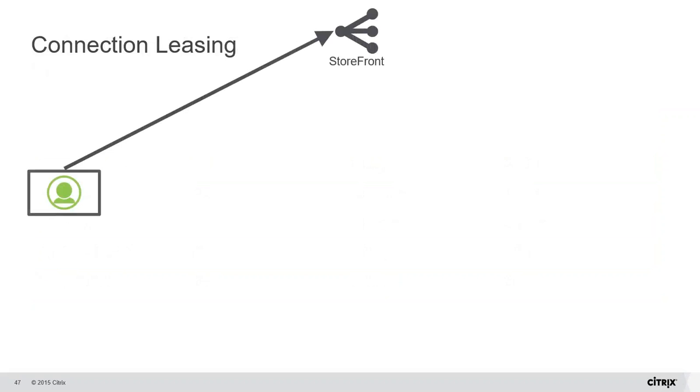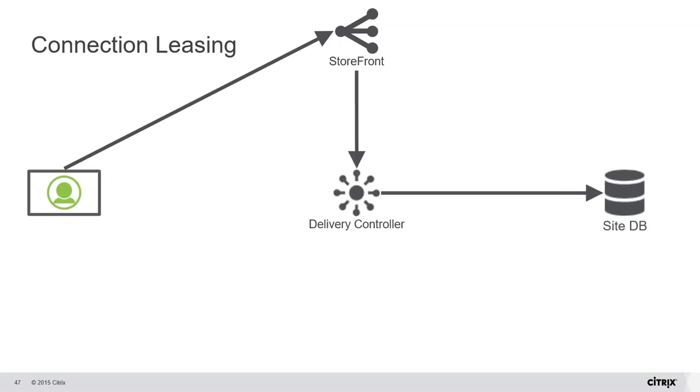So part of this, I mentioned that if the WAN link goes down, what happens? And this is this whole connection leasing technology that's been built in. So a user is going to connect to Storefront. Storefront talks to the delivery controller to get a list of resources. In order to do that, it talks to the database. So the delivery controller is then going to keep a record of the resources that the user has access to. It keeps it in a local XML file.